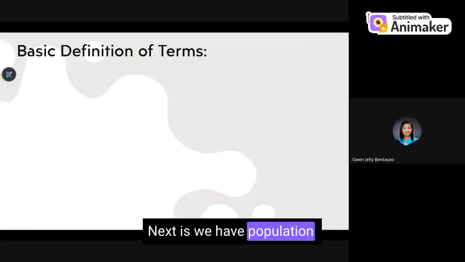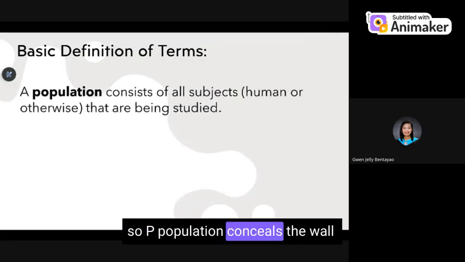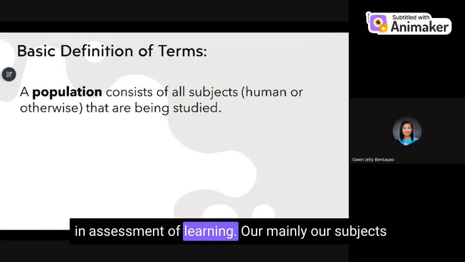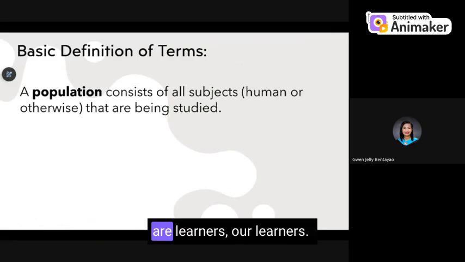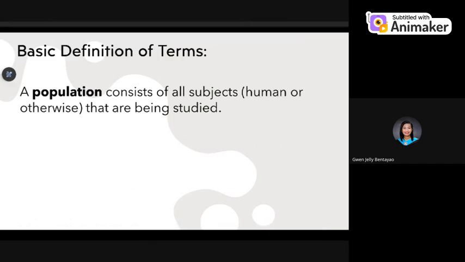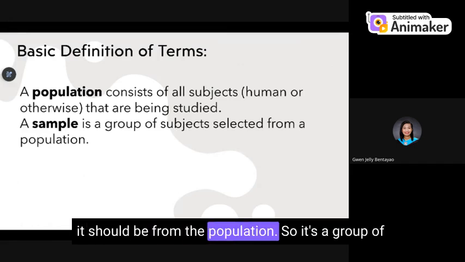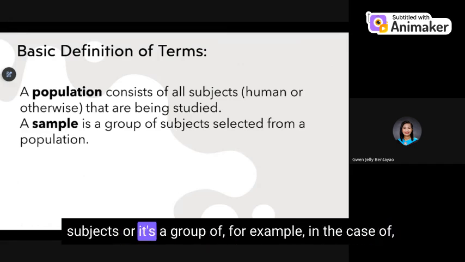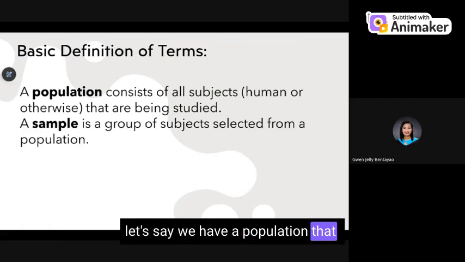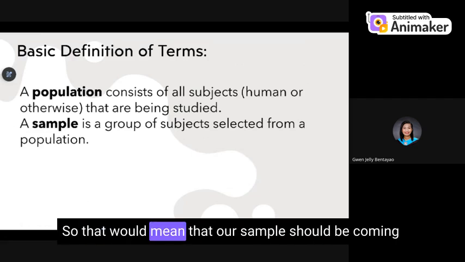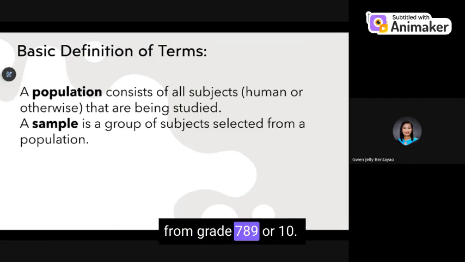Next we have population. So population consists of all subjects. In assessment of learning, mainly our subjects are our learners. And when we say sample, it should be from the population. So it's a group of subjects. For example, let's say we have a population that is junior high school learners. So that would mean that our sample should be coming from grade 7, 8, 9, or 10.